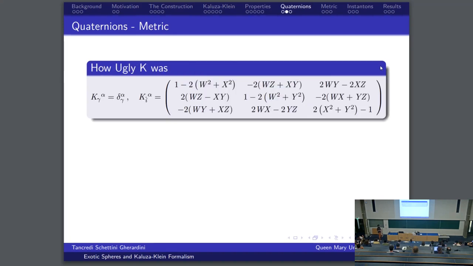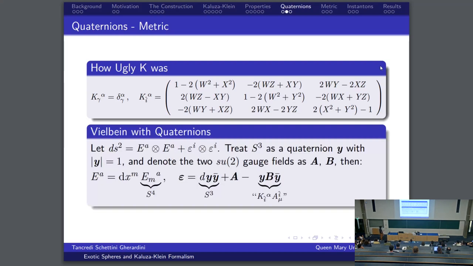Now, with quaternions, you can do much better than that. So suppose you want to write down a Weyl for it. The E part would be just the four-dimensional part, the base, and the epsilon would be referring to the fiber. Now, you can, first of all, treat S3 as a unit quaternion, which is the isomorphism I was telling you about before. Now we'll write quaternions in bold for a few slides to make sure that everything is clear. But using this isomorphism, things are very nice.